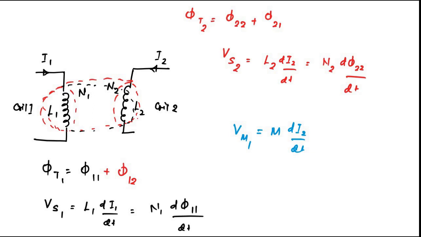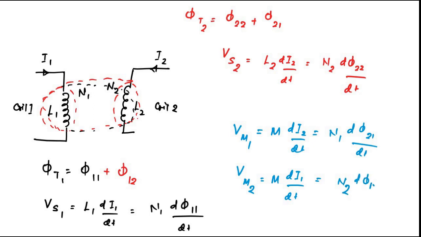So Vm1 can be written as M dI2 by dt or N1, number of turns of coil 1, because flux of coil 2 links with coil 1. So number of turns of coil 1 will come into play, and d phi 21 by dt, flux of coil 2 linking with coil 1, that is mutually induced EMF in coil 1. Then mutually induced EMF in coil 2 will be again M dI1 by dt. Mutually induced EMF in coil 2 will be due to current flowing in coil 1 or flux produced in coil 1 linking with coil 2. So here, number of turns of coil 2, flux produced in coil 1 linking with coil 2, d phi 12 by dt.